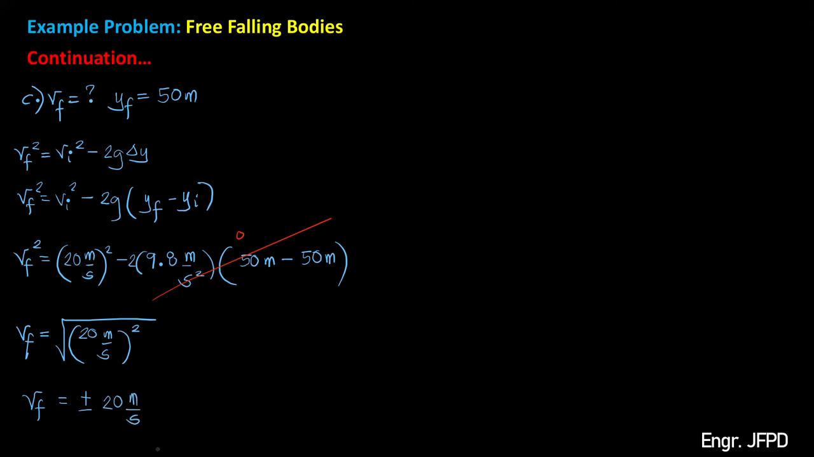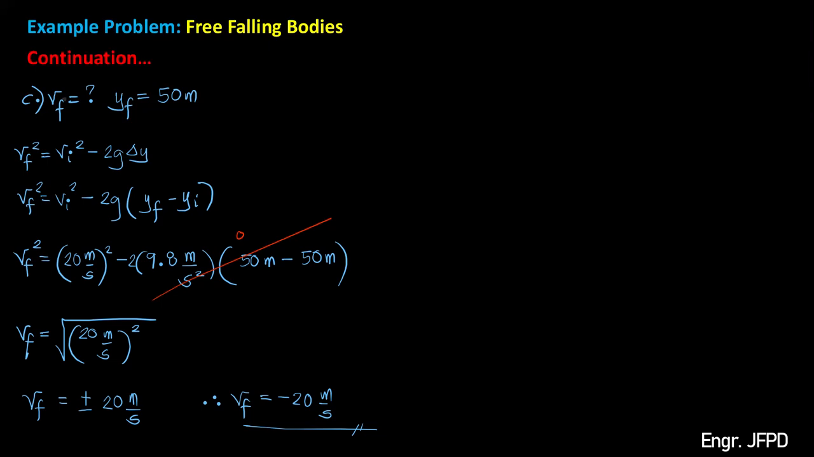Wherein, one of the answers here is correct and one of the answers is wrong. Wherein, our final answer should be the final velocity of negative 20 meter per second because we know that the object is in the downward motion at this position. That is why this must be a negative 20 meter per second. That negative indicates that the motion is downward.